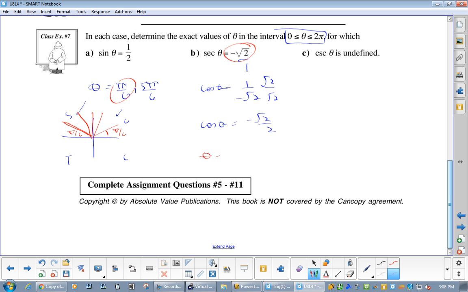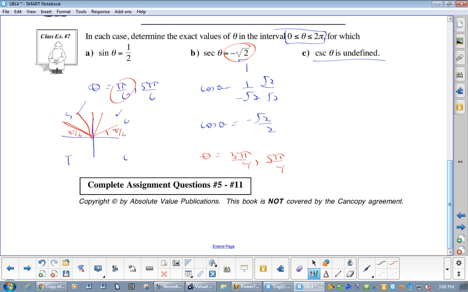Sam? 3 pi over 4 and what's the other one? 5 pi over 4. And a lot of them on the diploma and on your unit exams will be on the unit circle.